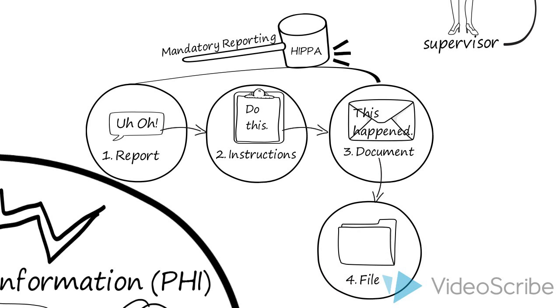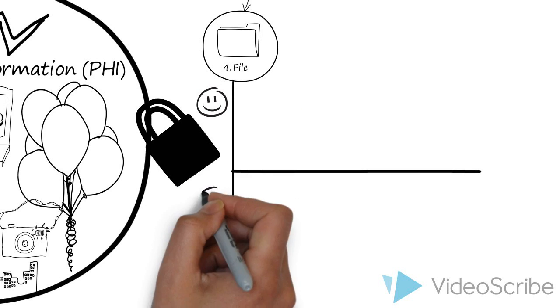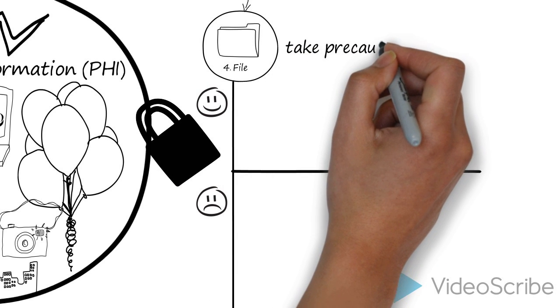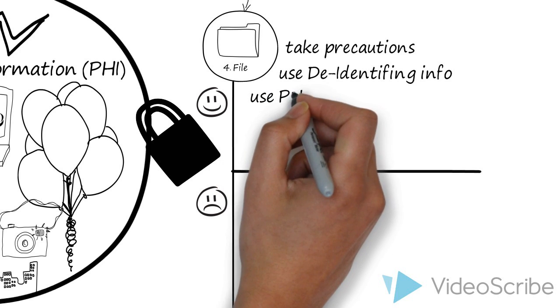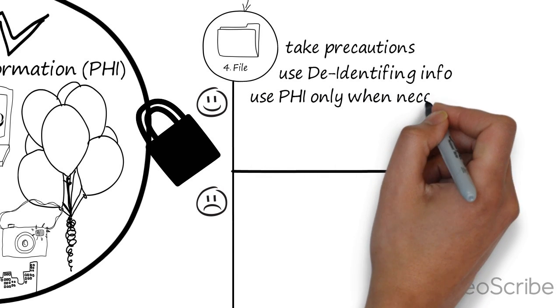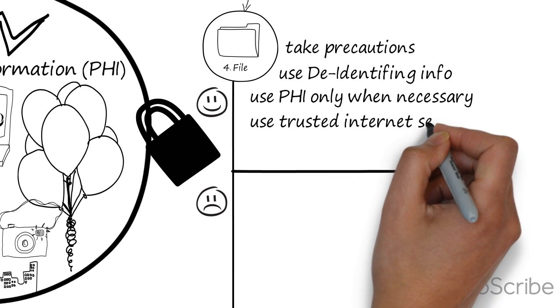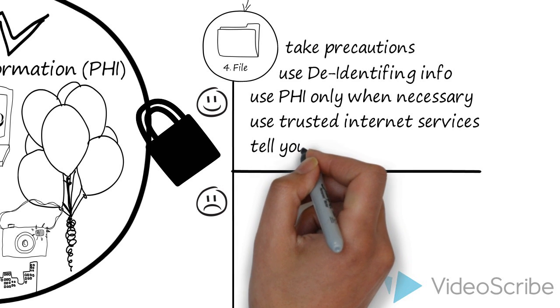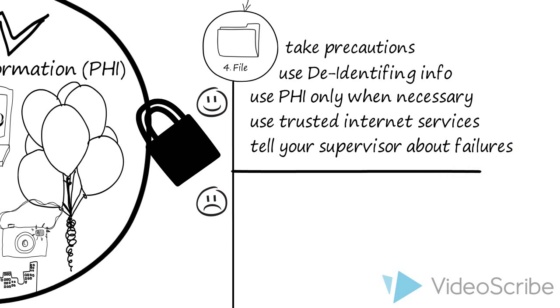To prevent improperly disclosed PHI, here is a list of do's and don'ts. Do take standard precautions against traditional intrusion means. For example, use de-identified information when possible and only use PHI when necessary. Do be aware that you are connecting to another network and only connect to trusted internet services like online meetings through Link. Do tell your supervisor immediately if you have a hardware or software failure. He or she will determine the best course of action.